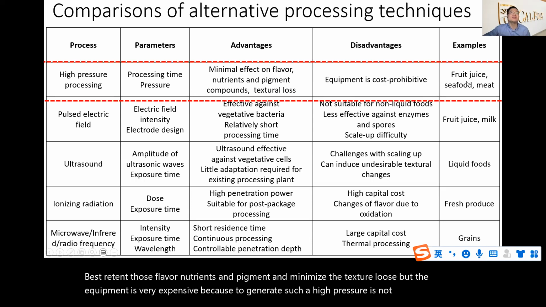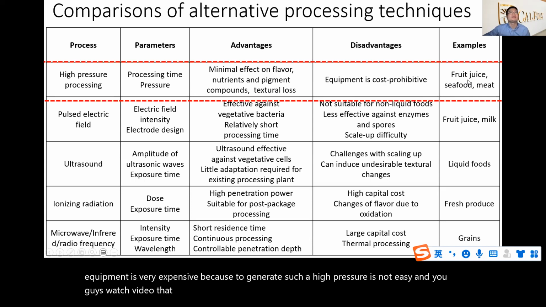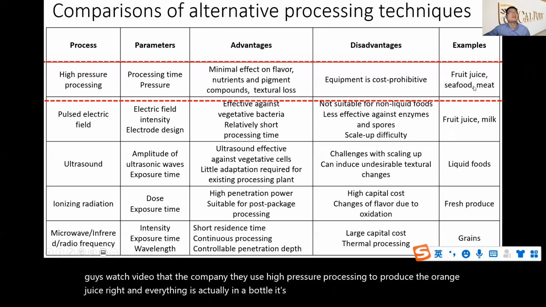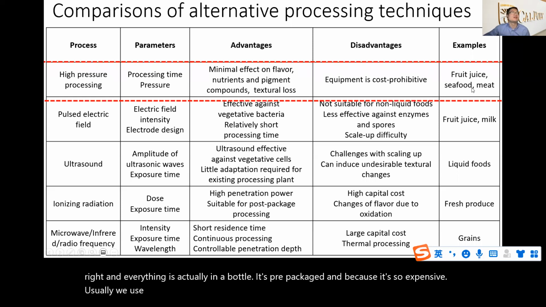And you guys watched a video where the company used the high pressure processing to produce the orange juice, right? And everything is actually in a bottle, it's pre-packaged. And because it's so expensive, usually we use it to produce high value added products like seafood and meat, okay?